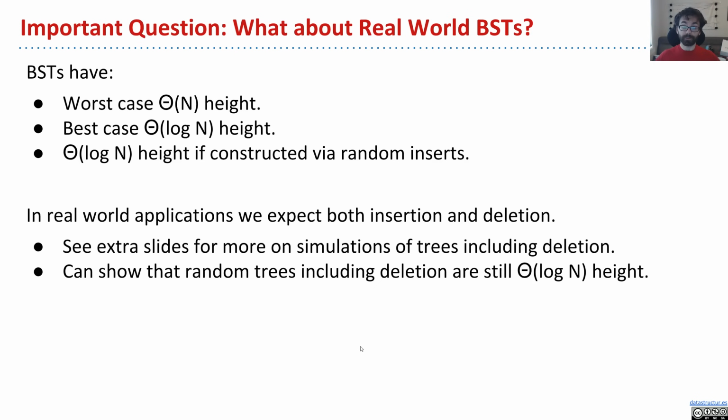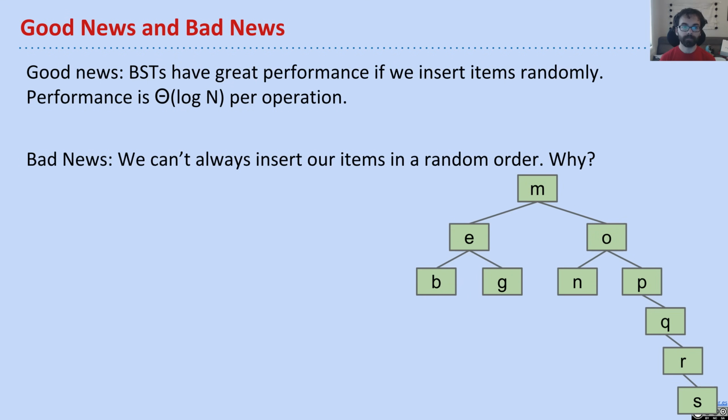So it seems like this is great news. We're good to go. But there's one really big danger. The good news is if we randomly insert items, our tree will be balanced. It'll be theta log n with very high probability, and that also applies if we insert and delete randomly. The bad news is, however, we can't always insert our items in a random order. If we could, we would have guaranteed, with very high probability, balance, but this isn't possible in real-world scenarios. So consider why this might be the case.